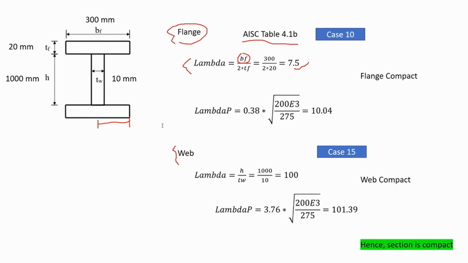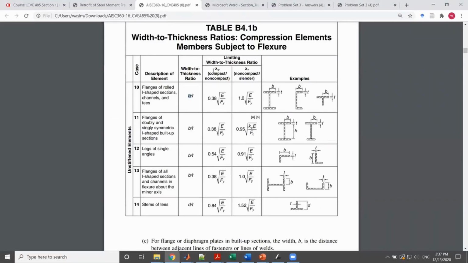Is it in between lambda p and lambda r, or less than lambda p? Now, if it was less than lambda p, it means that your section is compact. If your lambda is between lambda p and lambda r, it means that your section is non-compact. What if your lambda is actually bigger than lambda r? The section would be slender, or the flange would be slender.